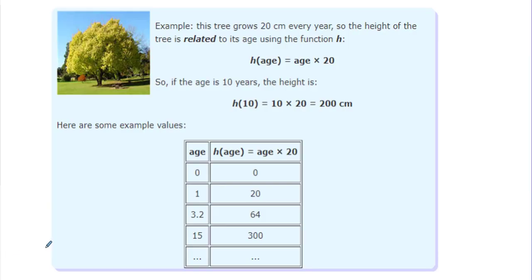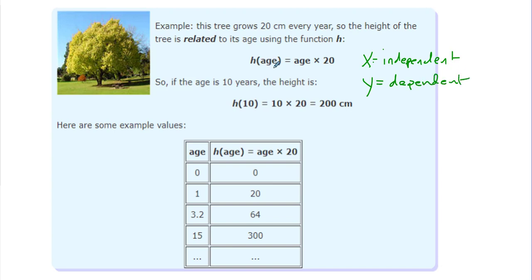Here, if we look at this example, it says this tree grows 20 centimeters every year. This is saying that the height of the tree is related to its age using our function h. They've named this function h, and if we have an input of age, this is the independent variable. Remember, x values are independent. If you want to write that in, x is independent, and our y values are dependent. Remember, the y's depend on the x.